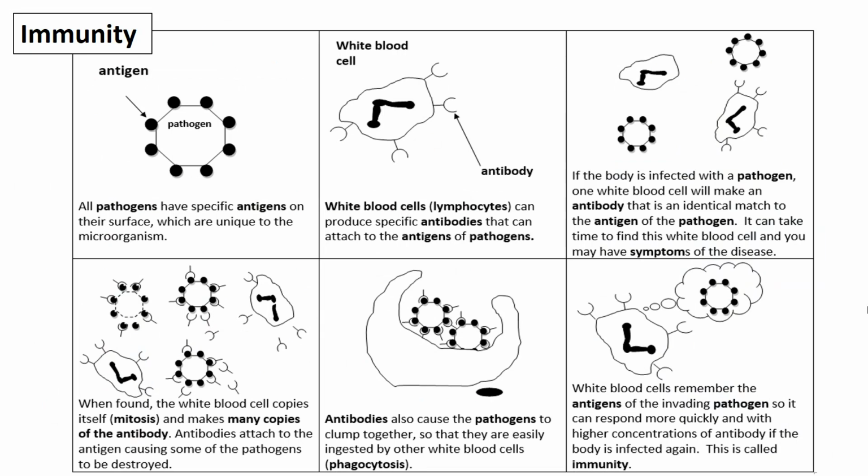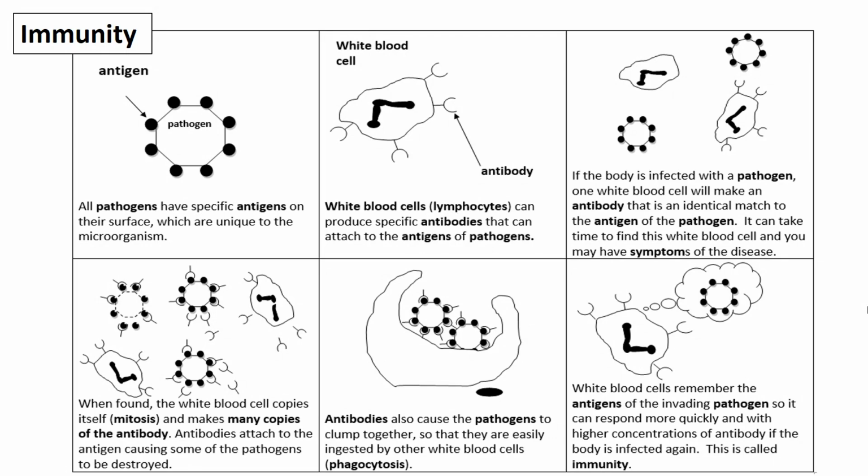If your body is infected with a pathogen, then one white blood cell with the right antibody, the one that is a match to the antigen, will be found. It might take a bit of time to find this white blood cell because you basically have to look through all your white blood cells to find the matching antibody. But once you do find it, you will start to get better from that disease. While you're looking for the white blood cell with the right antibody, it might be that you do get symptoms and feel ill.